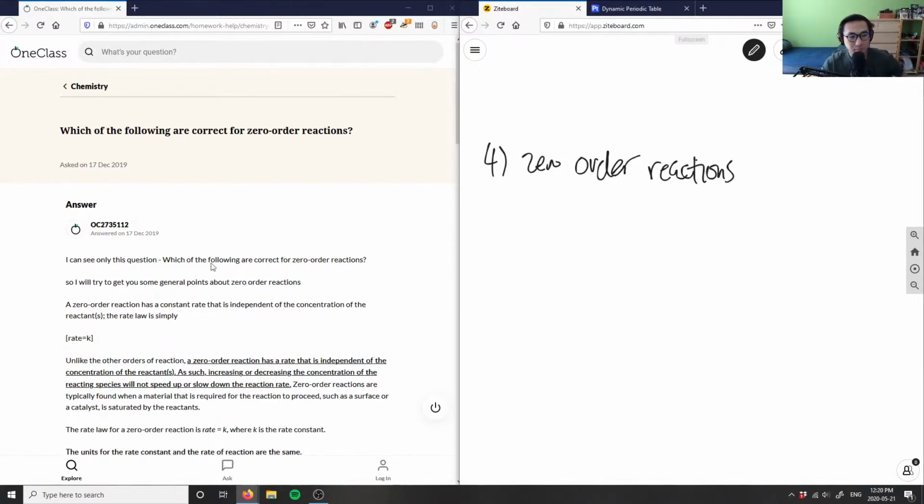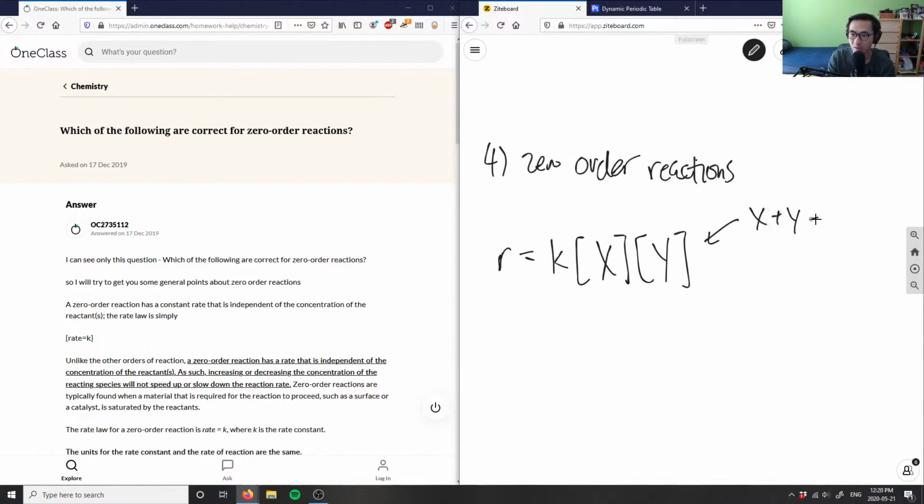It says here, a zero order reaction has a constant rate that is independent of the concentration of the reactants. The rate law is simply rate equals k. So this is correct, right? When we're saying the rate, which is simply R, equals the rate constant times some concentrations, we can say X or Y here, and these are going to be the reactants. So X and Y are the reactants.